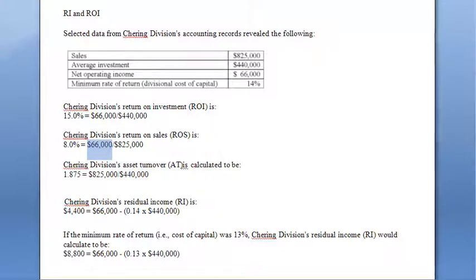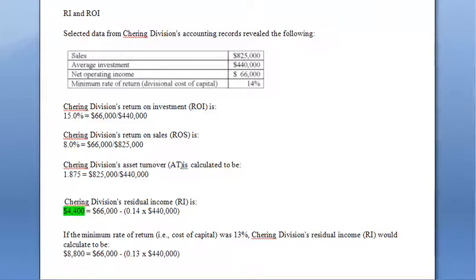Residual income is next, and that's where you take your net income, which is the 66,000, and you subtract your expected level of return. So it measures your income earned after paying a charge for the funds that are being invested by management. And so we've got a positive amount in this case.